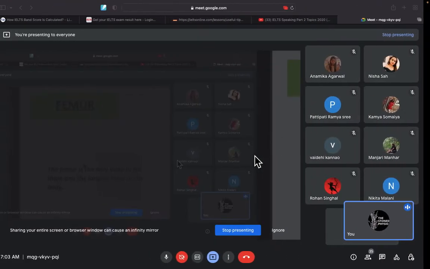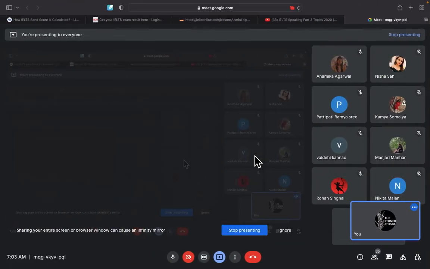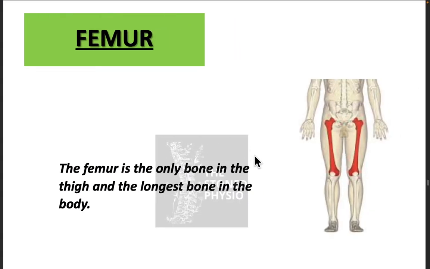Okay, we know that the femur is the longest and the strongest bone in the body, right? The femur is the largest bone, the longest bone in the body. And in the humerus we studied that it was the longest bone in the upper limb. Humerus was the longest bone in the upper limb, but the femur is the longest bone in the body. Okay, this much we know. And again, it is a long bone.